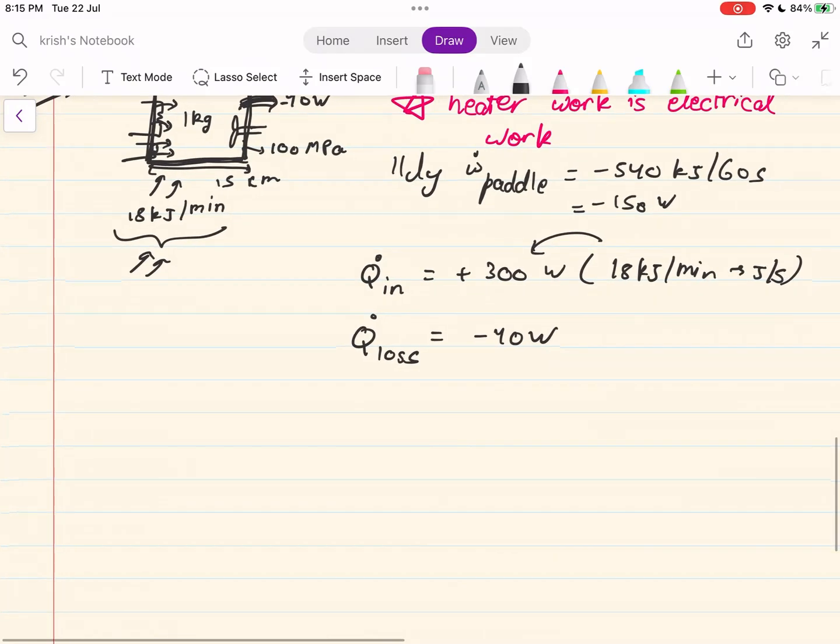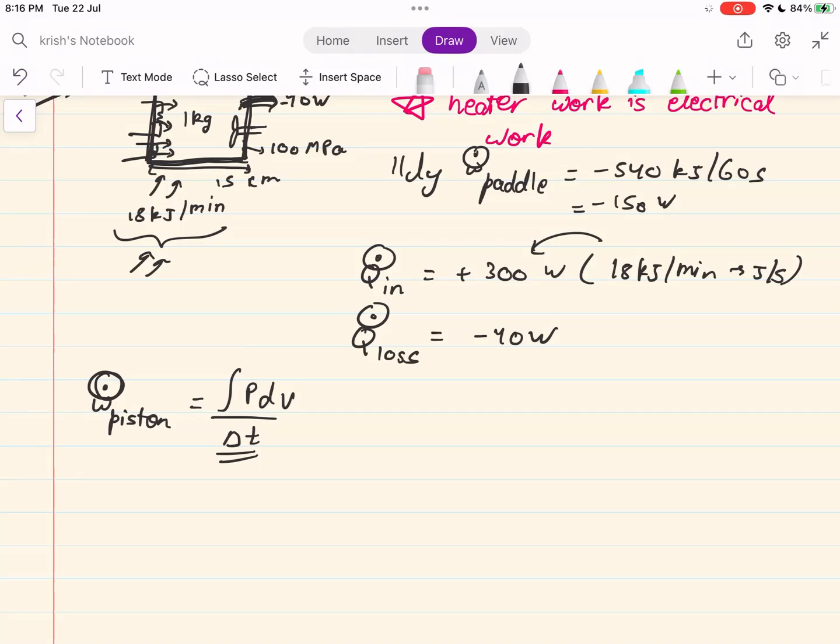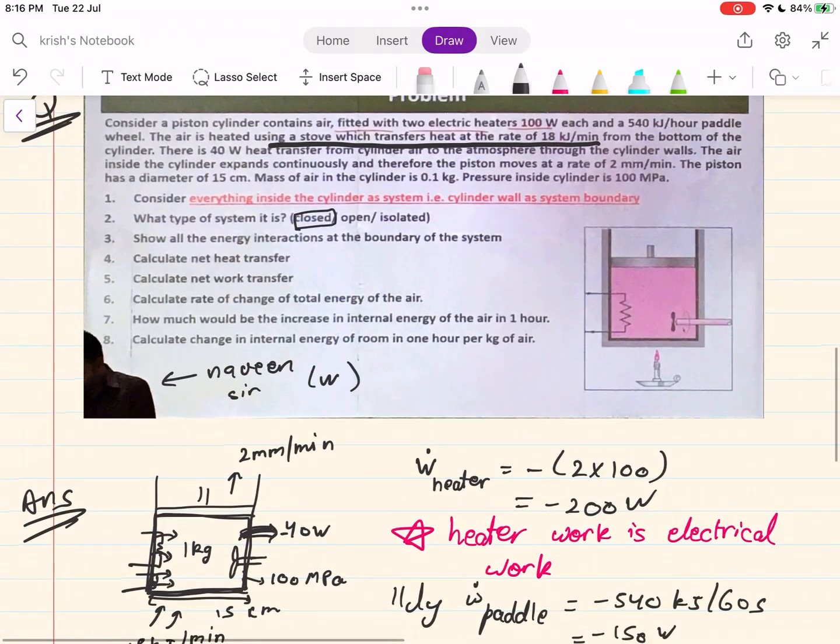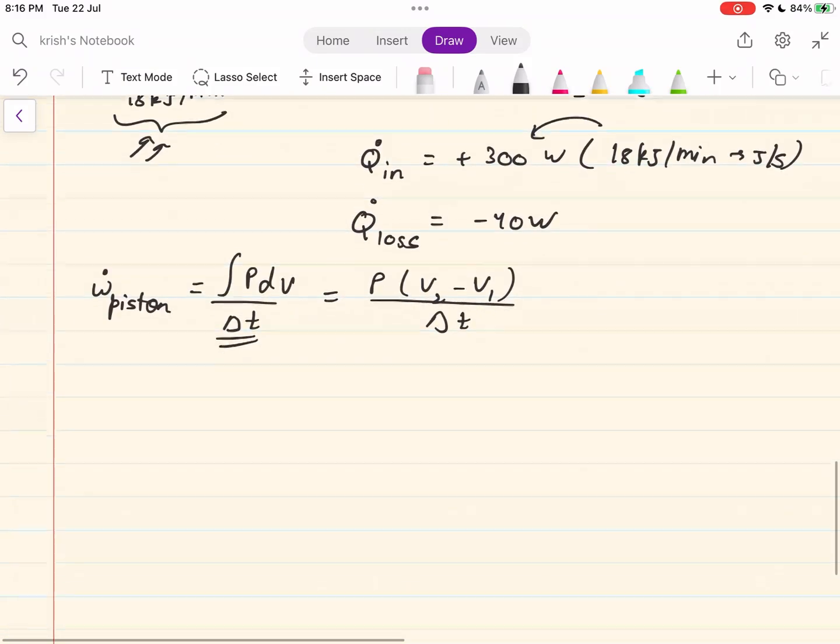So, work done by the piston is P dV upon delta T. Why delta T? Because this is rate of work done. Remember, we have put a dot everywhere, which means it is rate of work done. P (V2 minus V1) upon delta T. Why is this constant pressure? Because the cylinder is again at atmospheric pressure, which remains constant. So this is a constant pressure work. The piston is against atmospheric pressure, so it is constant pressure work.